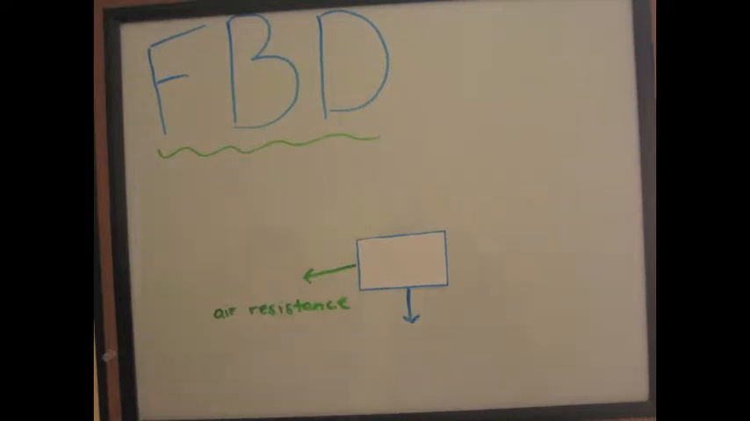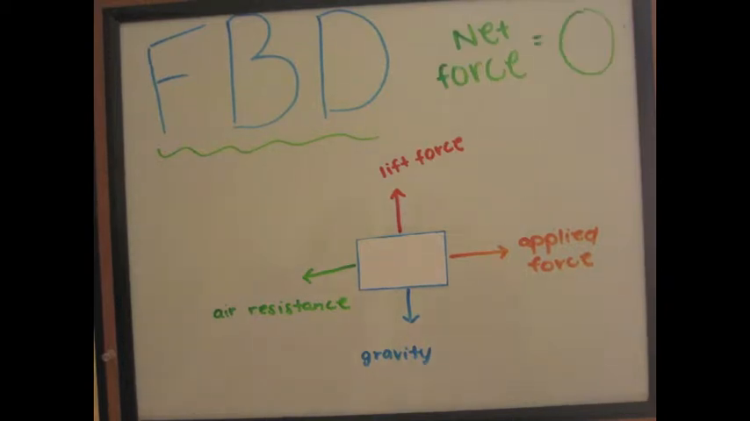A free body diagram is a visual representation of all the forces acting upon an object. The forces acting upon the unicorn are air resistance, gravity, lift force, and applied force. Opposite forces cancel each other out. And because air resistance and applied force, and gravity and lift force, are equal, the net force equals 0. This results in a constant speed.